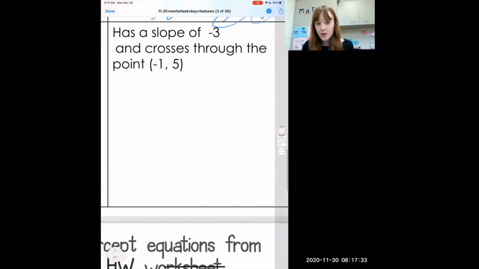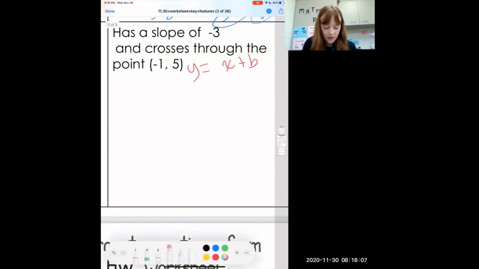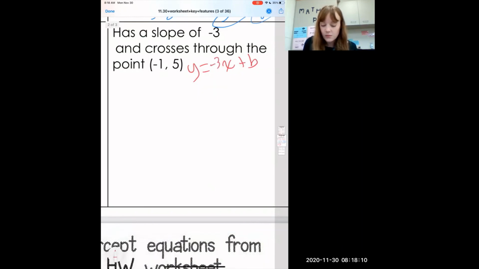Okay, last one. All right, we have this equation here. We're writing an equation that has a slope of negative 3 and crosses through the point negative 1, 5. So again, we're using the formula y equals mx plus b. We know the slope is negative 3. And we know our y and our x value. Our x value is negative 1, our y value is 5. So we plug in 5 equals negative 3 times negative 1.